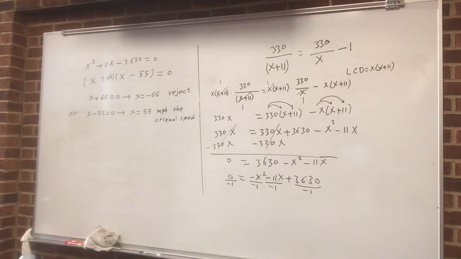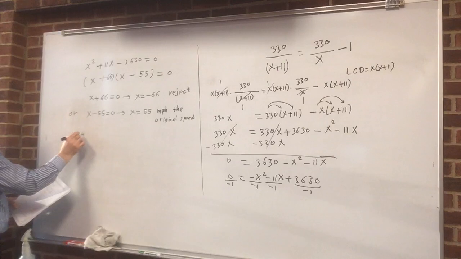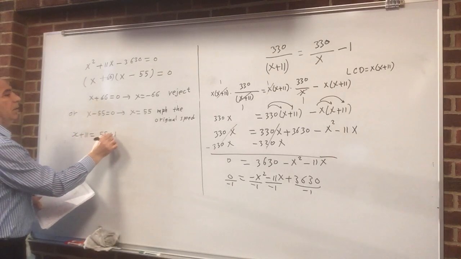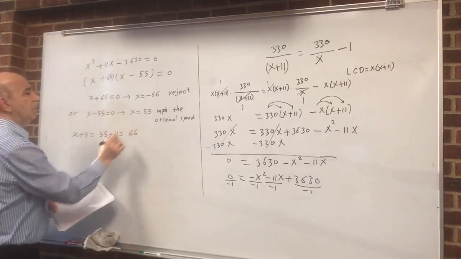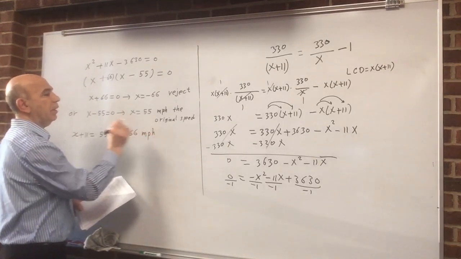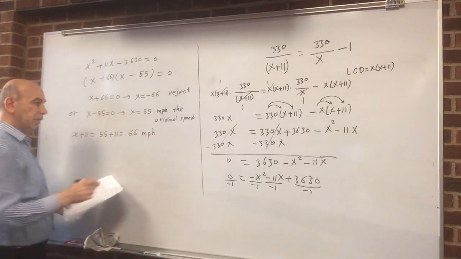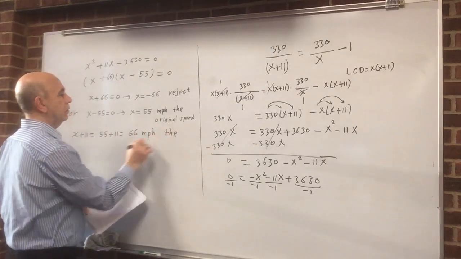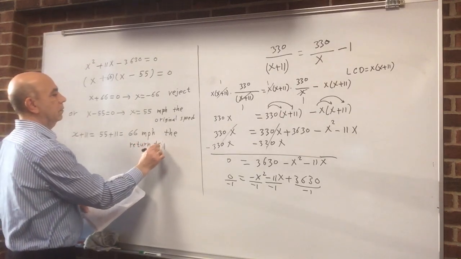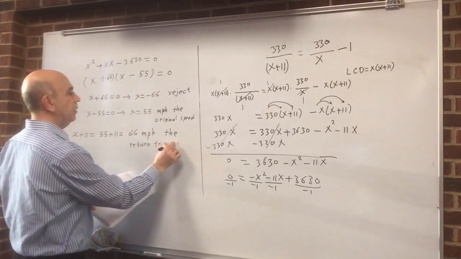Now to find the return trip speed, which is equal to x plus 11, x is 55 plus 11 equals 66 miles per hour. So this is the return trip speed.